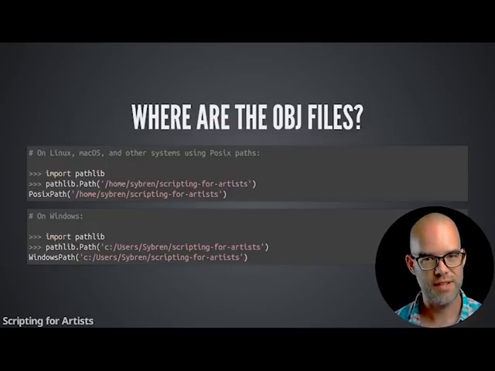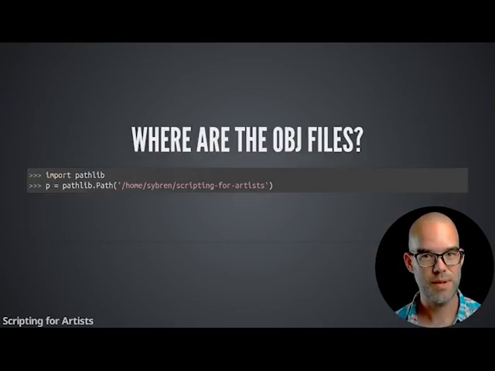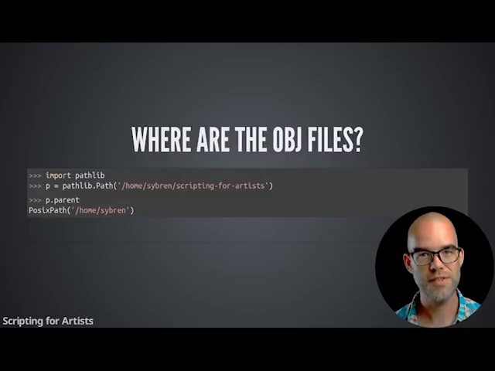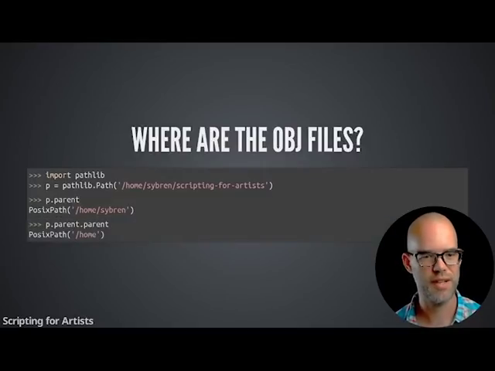Let's take a closer look at these path objects. Let's save some typing and give it a name, so let's call this path object p, and then you can go up the file system tree by calling p.parent, and of course you can also call .parent again, and so on. This will give you the parent directory of a file or a directory.